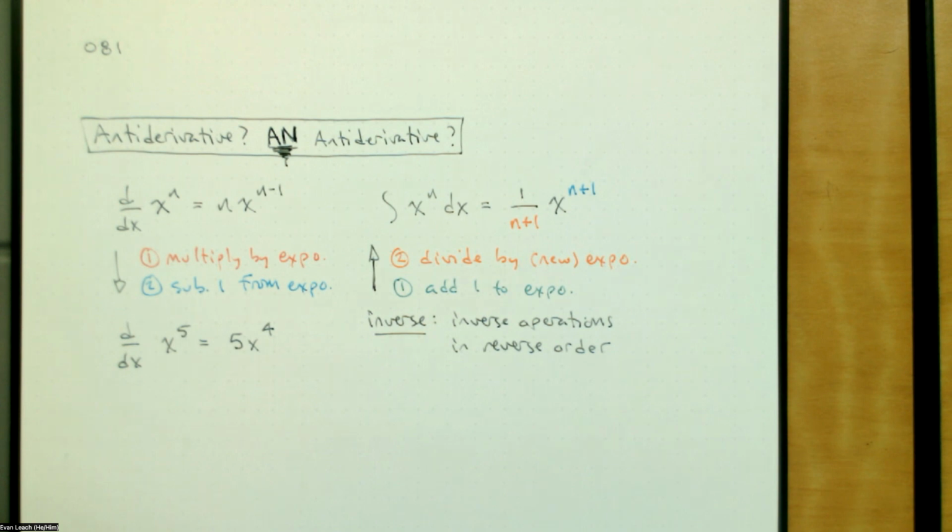See, there's no trick to it. It's just a simple trick. Find the derivative, but in reverse. That's an antiderivative.